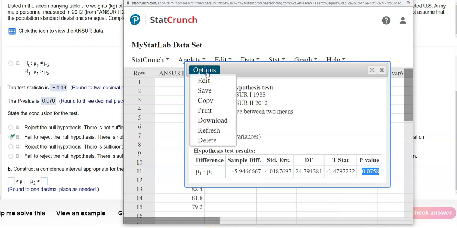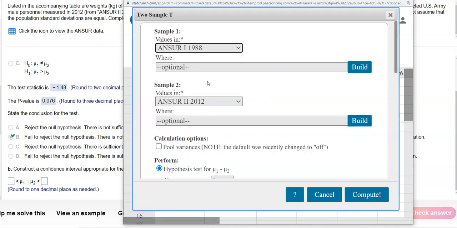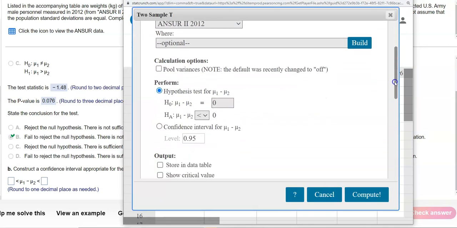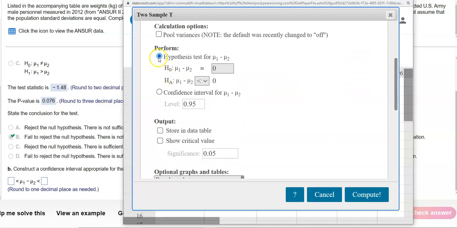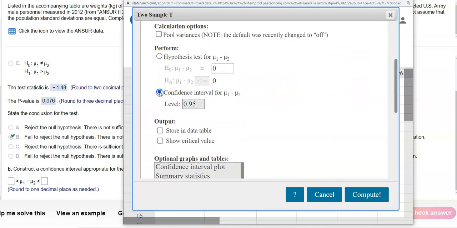If you just click on options from where you were, you can edit what you were doing, and all we're going to do is go down and change this hypothesis test to this one, which is confidence interval. And what we need to do now is figure out, well, what is the confidence level going to be? So this is how you decide that. It's based on what kind of hypothesis test you started with in the first place.